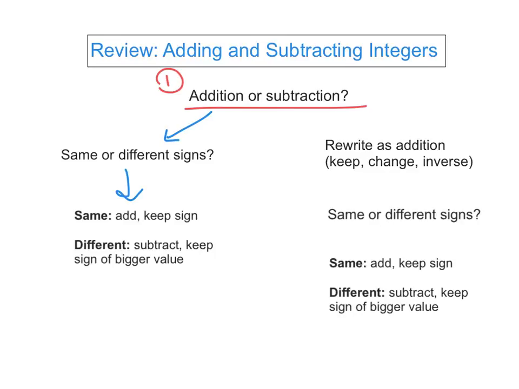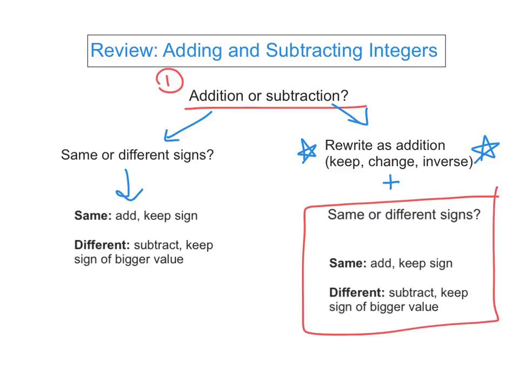Now, if it's subtraction, the first thing we want to do is rewrite it as an addition problem. We're going to do lots of examples in this video: remember, keep the first number, change it to plus, and then take the opposite of that second number. The reason we rewrite it as addition is because then we have the same rules as earlier that we can follow. So again, once it's in addition, you can ask same or different signs and jump down to how we solved them before.